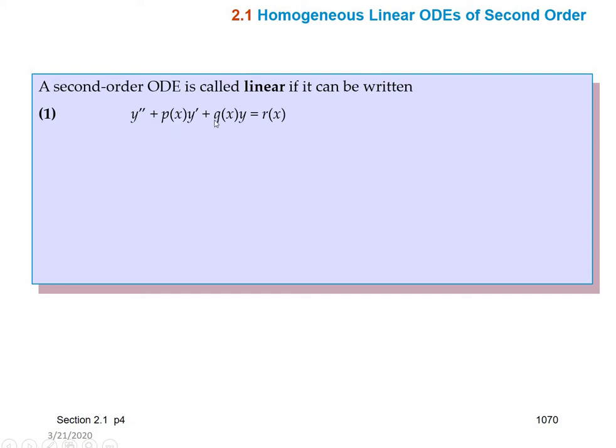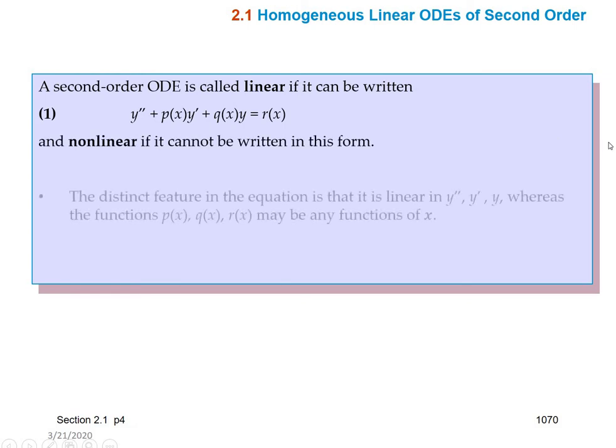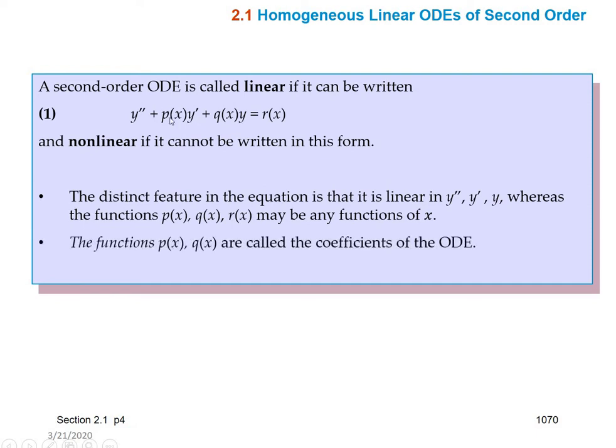Now, p of x, q of x, and r of x are any functions of x. Again, if we can write it that way, it's going to be linear. Of course, we call it nonlinear if it cannot be written in that way. Now, the two functions p of x and q of x are called coefficients. The leading coefficient over here is 1. Just in case one of your equations has some function there, you can divide by that function.